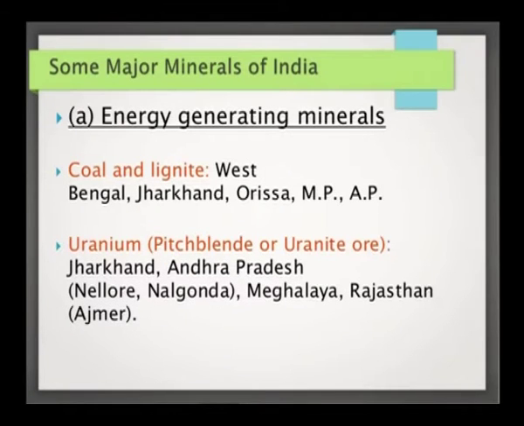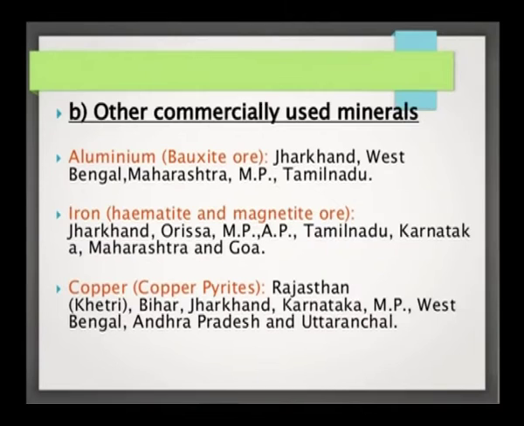Some major minerals of India: the energy generating minerals, we have coal and lignite in the west, in Bengal, Jharkhand, Orissa, Madhya Pradesh and Andhra Pradesh. Uranium, that is pitchblende or uraninite ore, again you have this in Jharkhand, Andhra Pradesh, Meghalaya, Rajasthan. Other commercially used materials: aluminium is the bauxite ore, we have this in Jharkhand, West Bengal, Maharashtra, Madhya Pradesh as well as Tamil Nadu. Iron, that is hematite and magnetite ores, you have in Jharkhand, Orissa, Madhya Pradesh, Andhra Pradesh, Tamil Nadu, Karnataka, Maharashtra and Goa. Copper, the ore being copper pyrites, we find in Rajasthan, Bihar, Jharkhand, Karnataka, Madhya Pradesh, West Bengal, Andhra Pradesh and Uttaranchal.